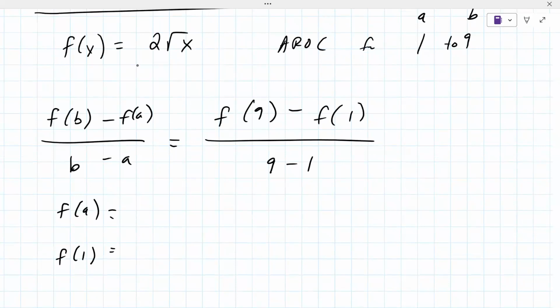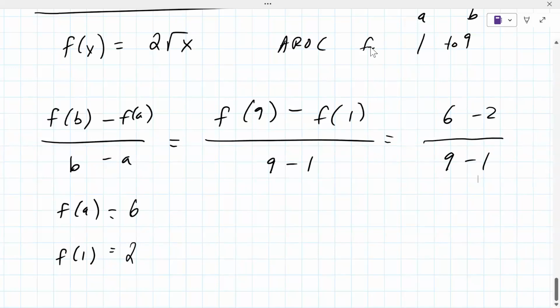Okay. So it's 6 for 9, and then 2. Okay, so those go back in here. It's 6 minus 2 over 9 minus 1. Go ahead and simplify that for us, please. So 4 over 8, which equals 1/2.